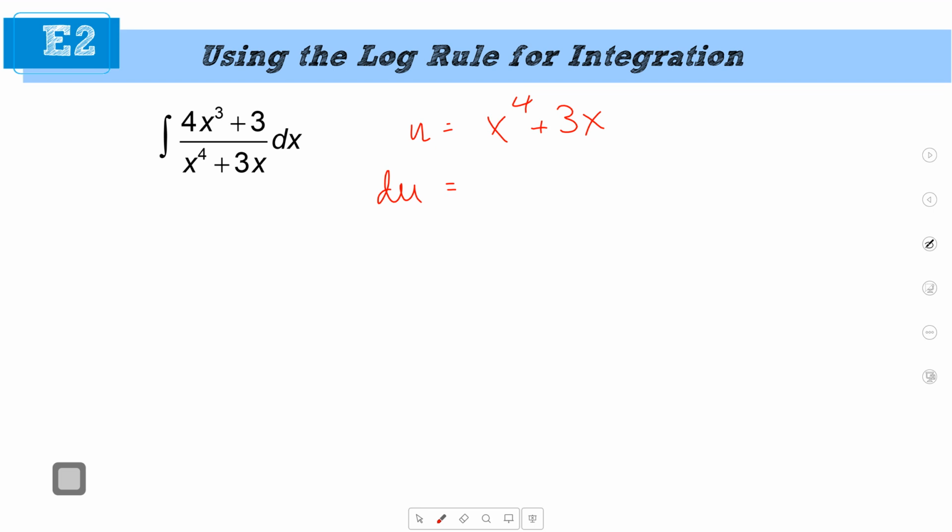Lauren, what's du equal to? du is 4x cubed dx plus 3. Oh, plus 3. Okay.